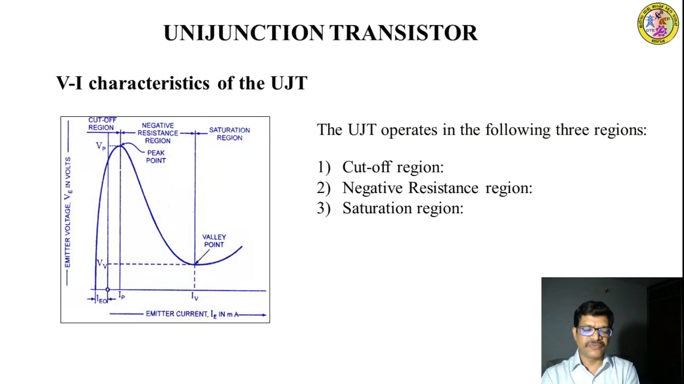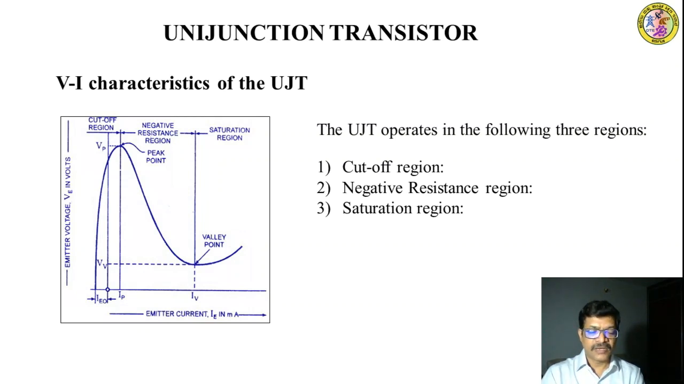In cutoff region, when the voltage applied to the emitter VE is less than eta into VBB, the emitter B1 junction is reverse biased and the device is said to be in off state. A small reverse leakage current flows through the emitter.